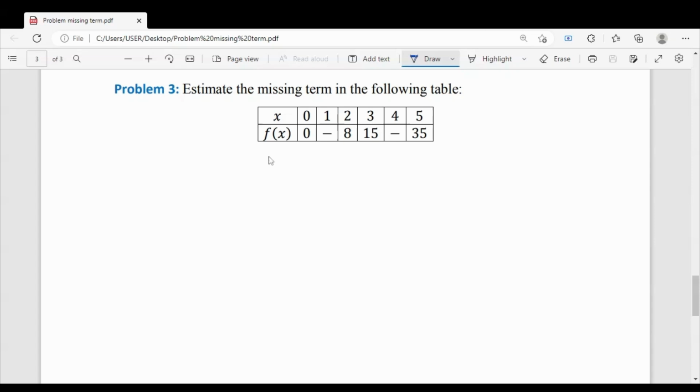Estimate the missing term in the following table. X values and corresponding f(x) values are given in this table. X equal to 0, 1, 2, 3, 4 and 5. Corresponding f(x) values are 0, not given, you have to find that value, 8, 15 and also you have to find this value, and the last value is 35.